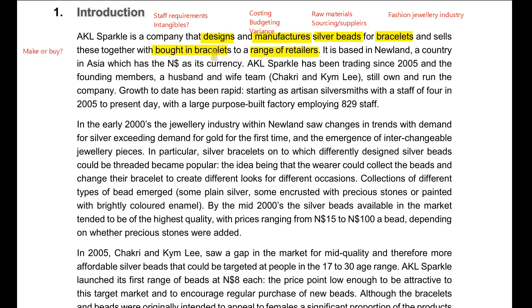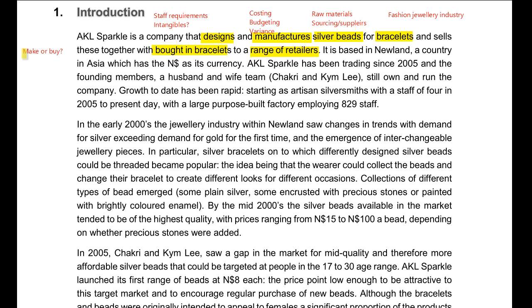Okay, so not only the designing and manufacturing, but they also have to have a decent enough purchasing department that can not only get a good price on silver, but also these bought-in bracelets, which seem to be a key part of what the company is selling. And actually, they're selling these bracelets as if they were their own produce. They sell these to a range of retailers, so no mention of end consumers, no mention of having their own shops. So presumably what Sparkle do is make their stuff in their factory, ship it off to wholesalers and retailers, and the retailers then sell it to the end consumers. So they're not directly selling to end consumers.